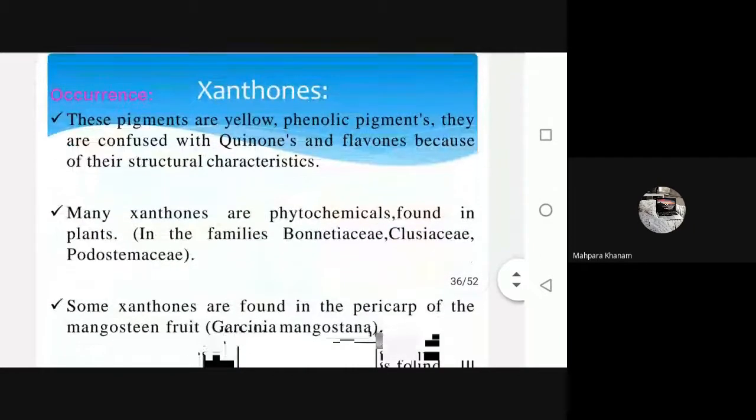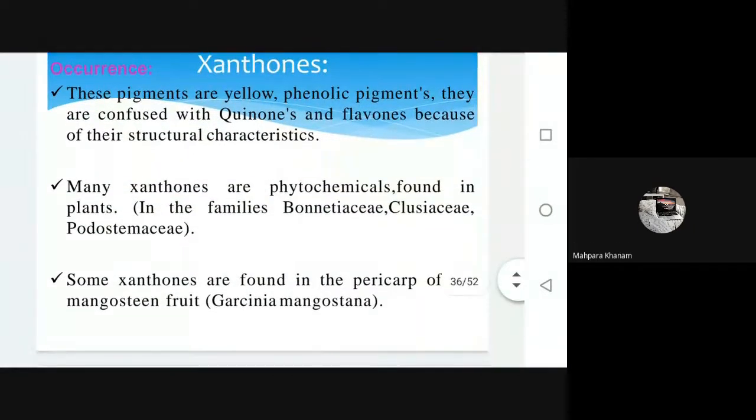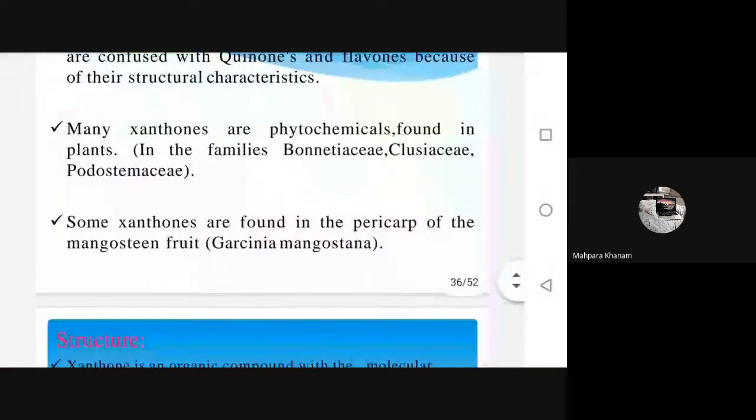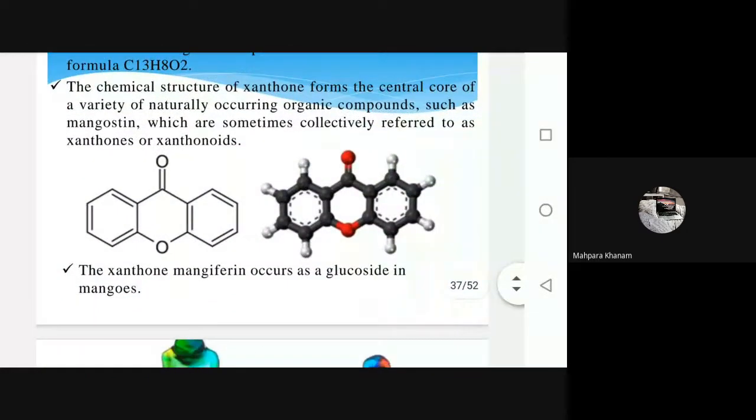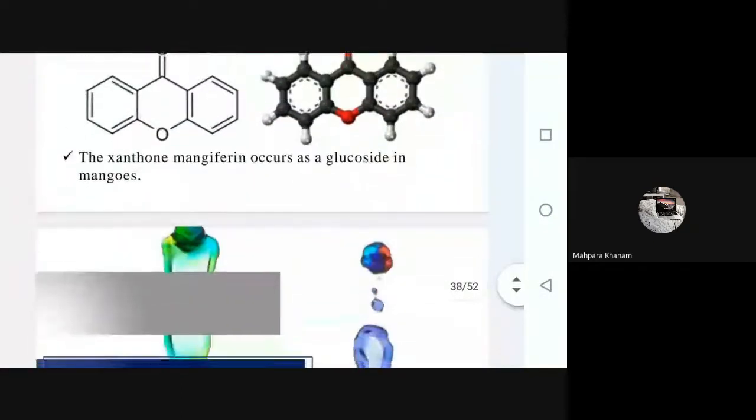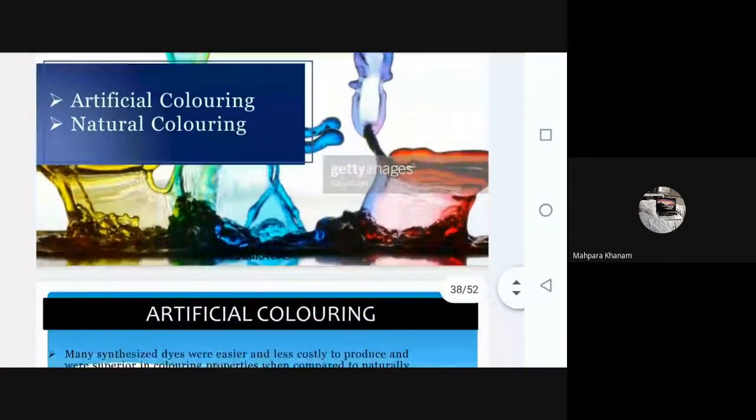Then coming to xanthones, these pigments are yellow in color, and they are confused with the quinones and the flavones. Many xanthones are phytochemical in nature. Their molecular structure is like this. You can see. So this slide has to go up.